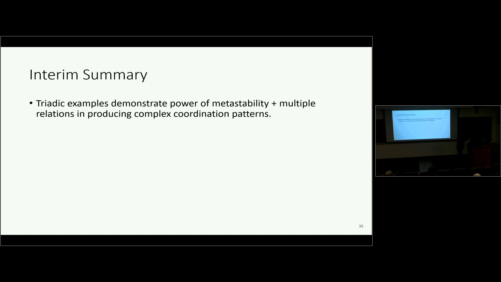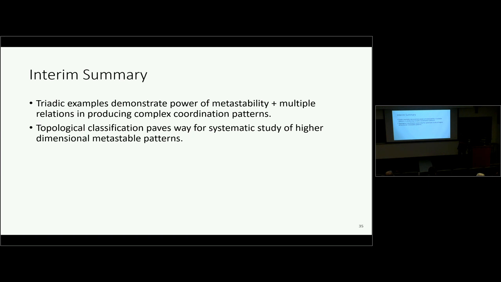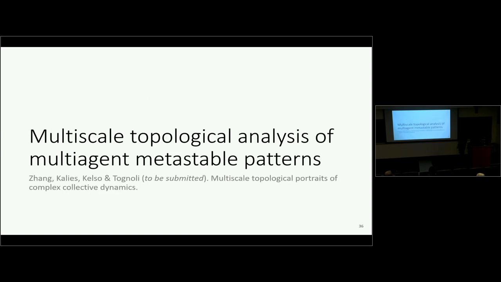So I have shown you that triadic example, a very simple model of 3 oscillators, demonstrating the power of combining metastable coordination that was initially observed in dyadic interaction. When we add more relations into the system, we can generate infinitely many complex coordination patterns. And I give a topological way, a preliminary way at least, to think about these patterns systematically. The next step was really to ask, well, in real data, how do we analyze these patterns? We don't have a priori knowledge about the mechanism that is generating these patterns.